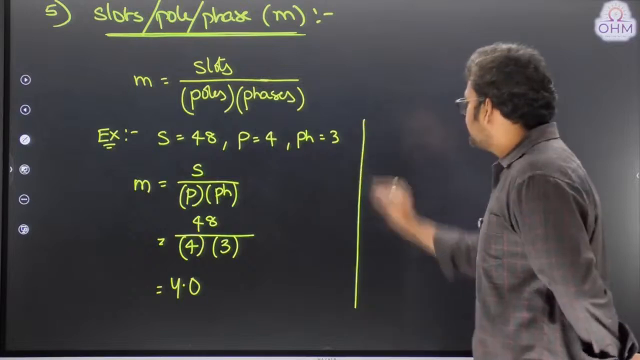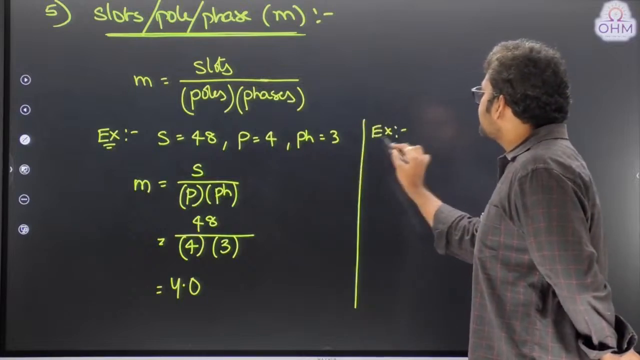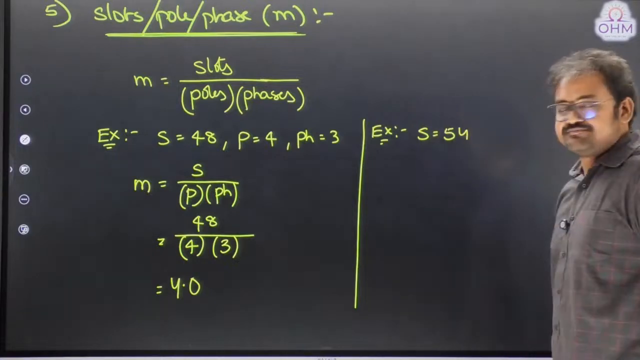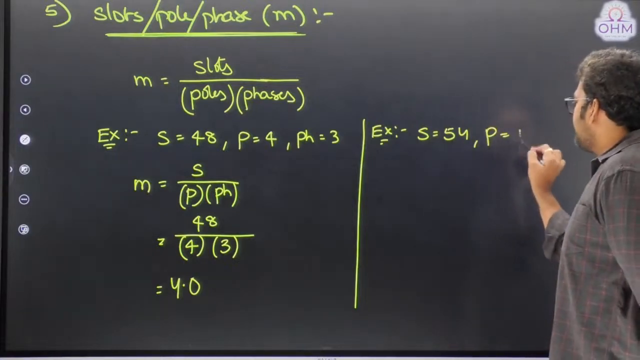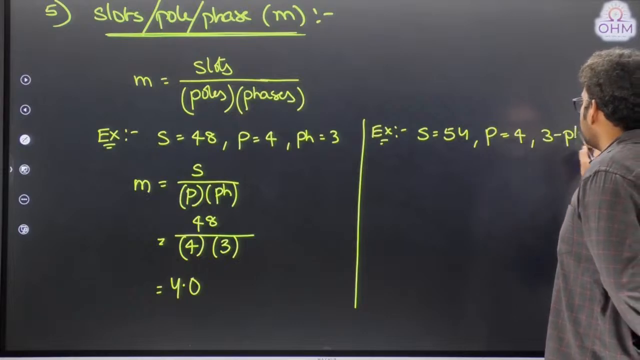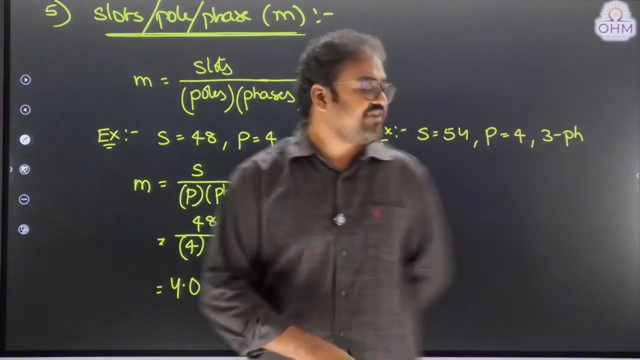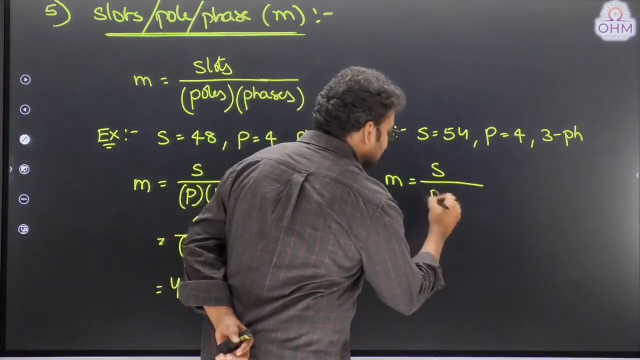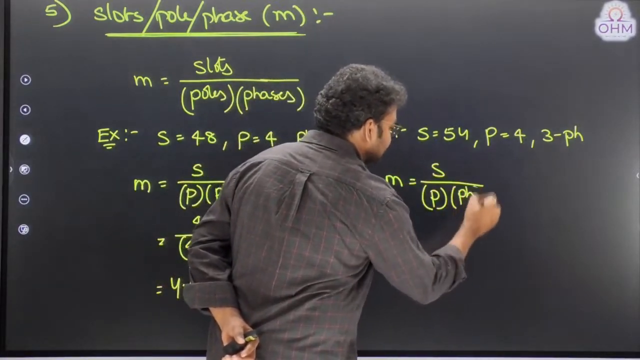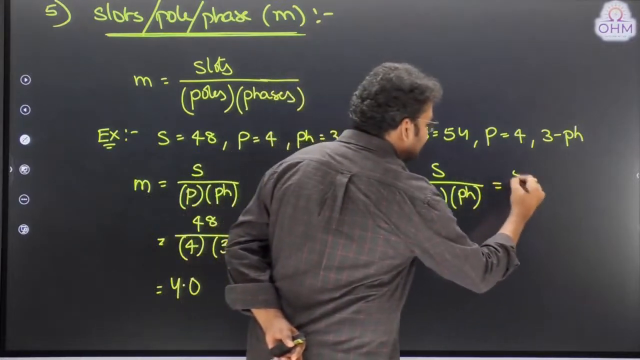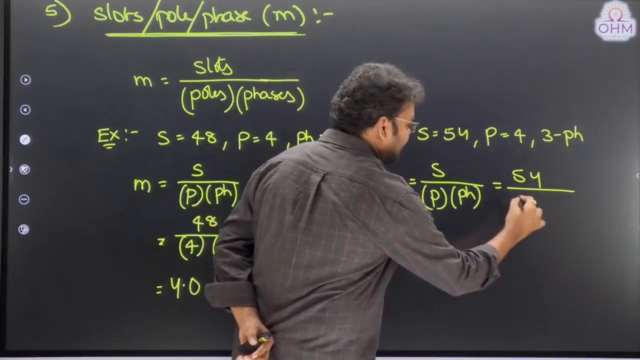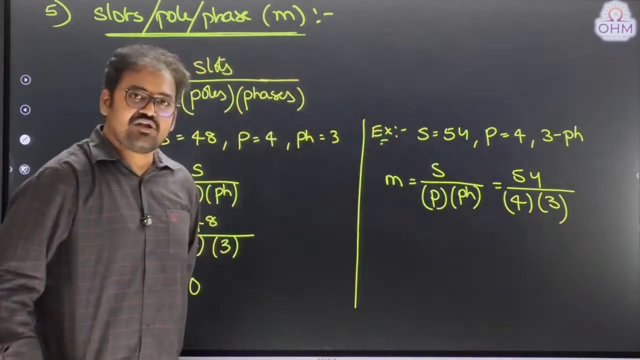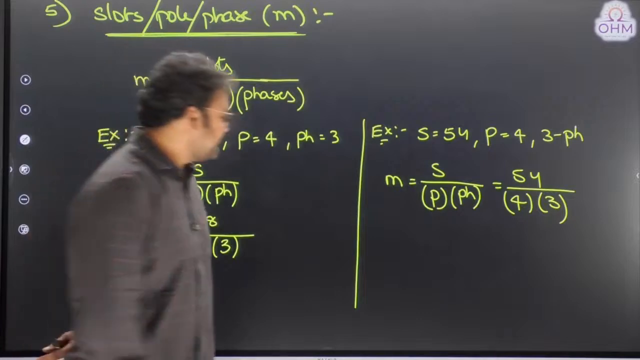Let me take one more example. Consider we have a machine with a total number of slots equal to 54. Number of poles is 4 and it is a 3-phase machine. Calculate the value of M here also. M is always equal to the number of slots per pole per phase. There are 54 slots available for 4 poles and 3 phases. 54 by 12, is it not 4.5 exactly?